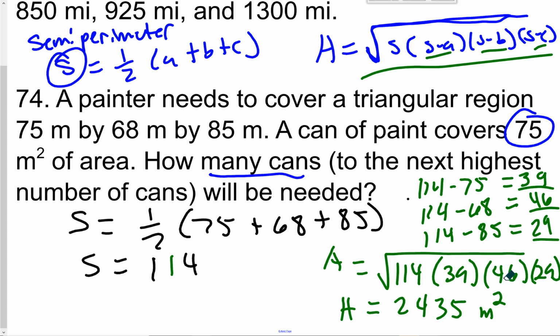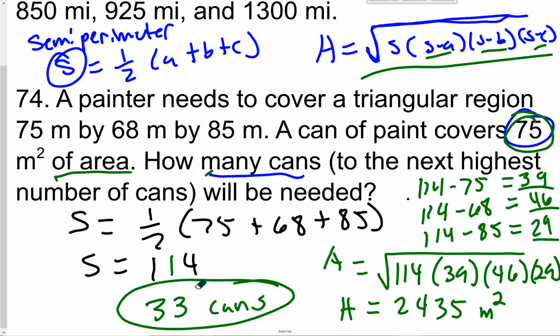That'd be your answer if it just asked for area. It wants to know how many cans. Well, 75 square meters cover the paint can, right? So I'm basically going to take this and divide that by 75, and that will tell me how many cans, right? So if I divide that by 75, that's going to tell me how many cans. So 32.47. And it says to the highest number of cans. So that means it's going to take 33 cans. Okay, so that's how I would do it.